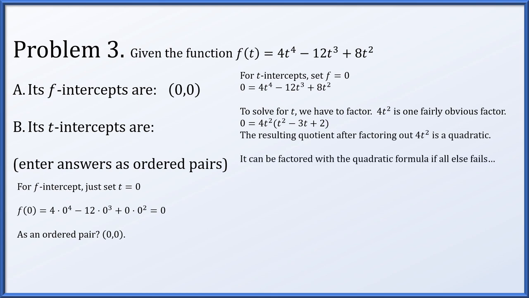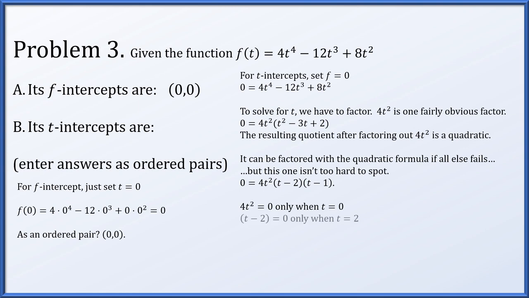This resulting quotient factors pretty directly as t minus 2, t minus 1. If you didn't spot that, you could always use the quadratic formula. So we have 0 is equal to 4t squared times t minus 2 times t minus 1. This product is 0 exactly when one of its terms is 0. 4t squared is 0 only when t is 0. T minus 2 is 0 only when t is 2. T minus 1 is 0 only when t is 1.